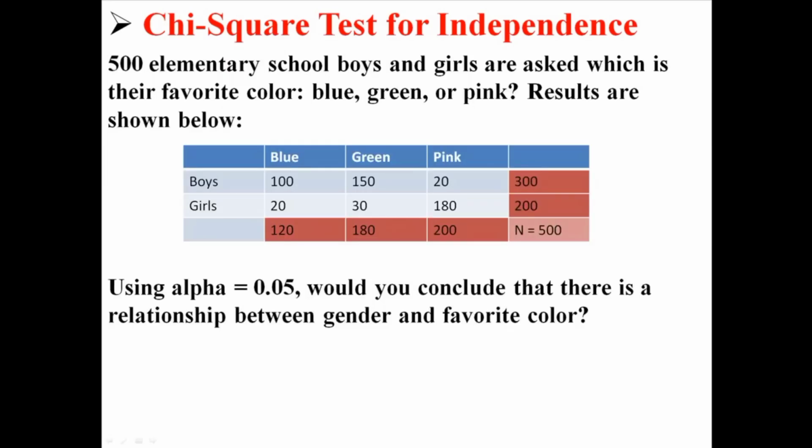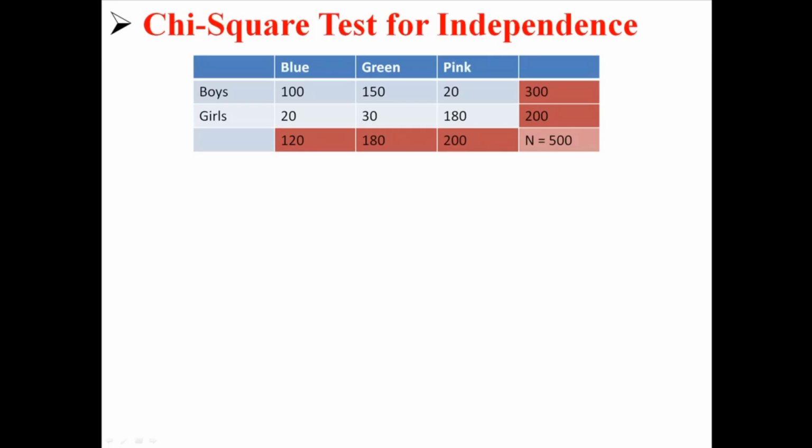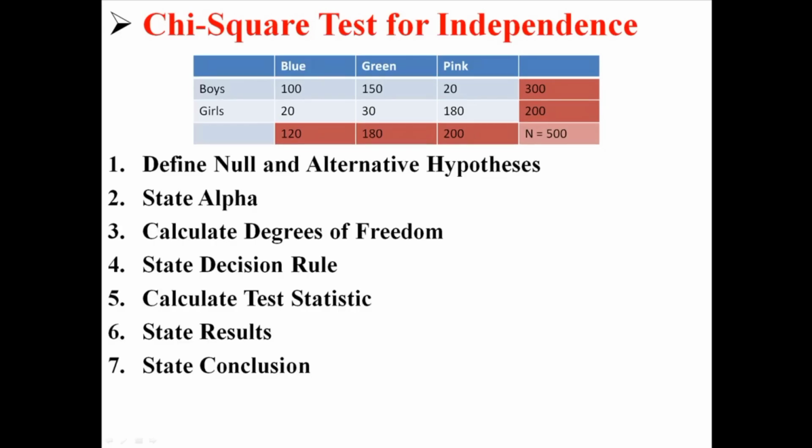500 elementary school boys and girls are asked which is their favorite color: blue, green, or pink, and below are the results. By using alpha 0.05, we conclude that there is a relationship between gender and favorite color. So here's our table. On the bottom, you can see that we have column totals 120, 180, and 200. And on the right, we have the row totals 300 and 200. And we had a total sample of 500 people.